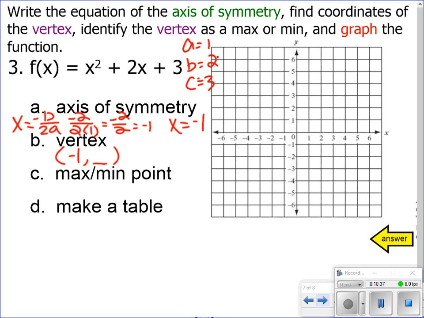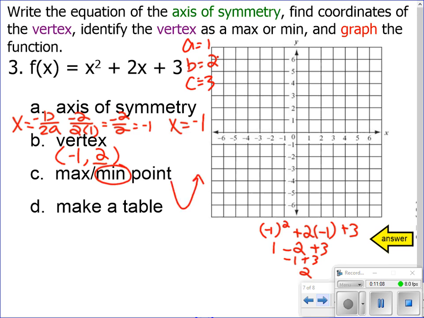So again, I take my original equation, so x squared, so negative 1 squared, plus 2 times negative 1, plus 3. That's going to be 1 minus 2 plus 3. 1 minus 2 is negative 1 plus 3, which is positive 2. And so I get negative 1, 2 as my vertex. Again, this will be a minimum, because this problem is going to open up since a is positive, meaning I'll have a minimum point here.